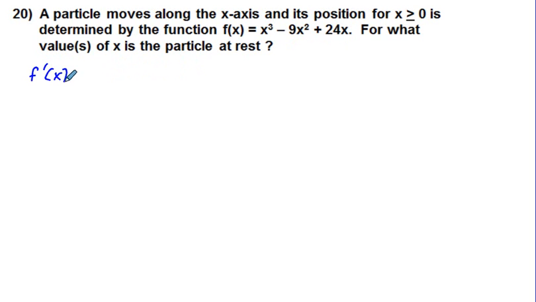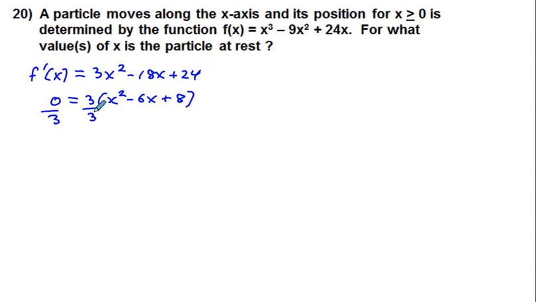f prime of x is equal to 3x squared minus 18x plus 24, and set this first derivative equal to 0. So 0 equals 3 times (x squared minus 6x plus 8). Dividing by 3, we have 0 is equal to the factored form of x squared minus 6x plus 8, which is going to be (x minus 2)(x minus 4). So for what values of x is the particle at rest?